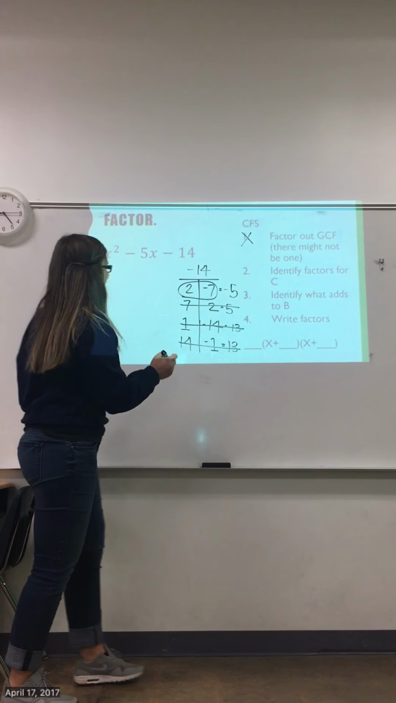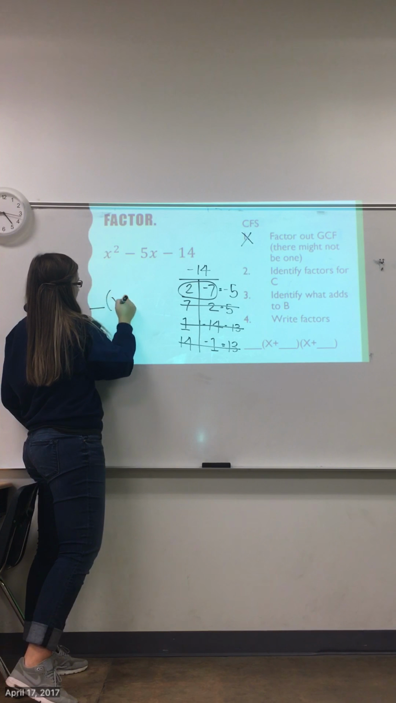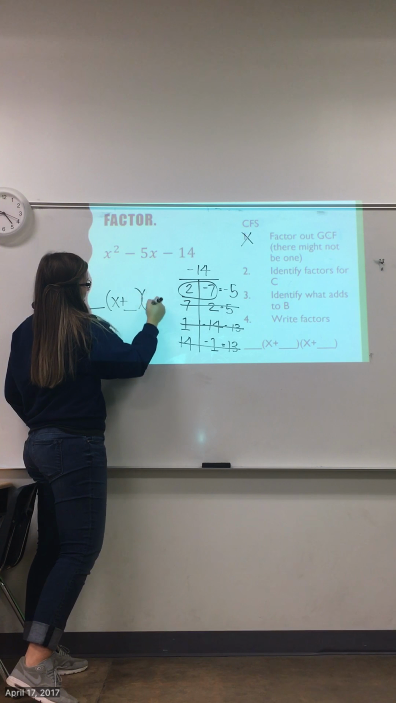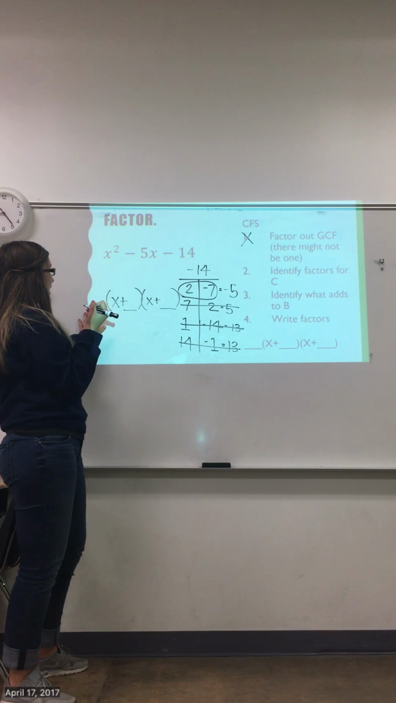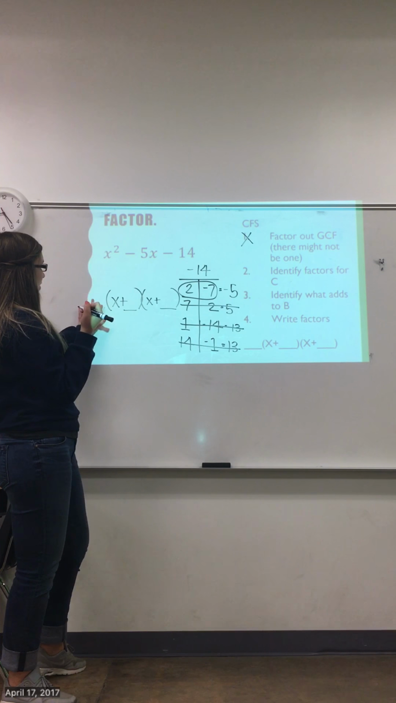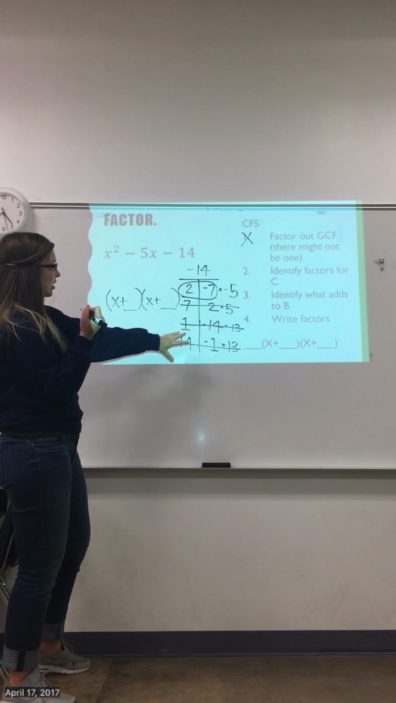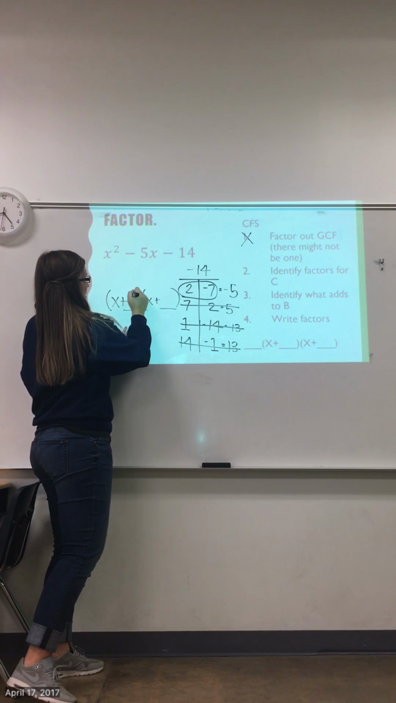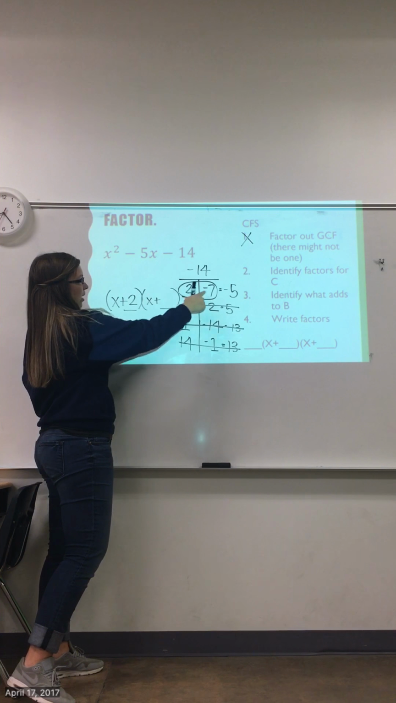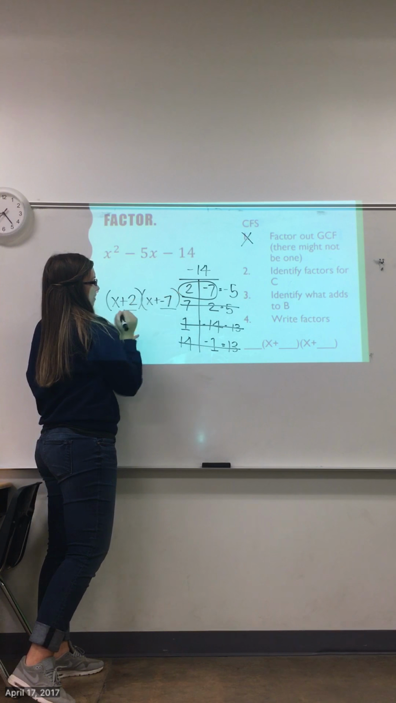CFS number 4 says I want to write it as my factors. So x plus blank, x plus blank. Now, I didn't have a greatest common factor, so I'm not going to have a number in front. And I just take my two factors and I fill them into my parentheses. So x plus 2 and then x plus a -7.